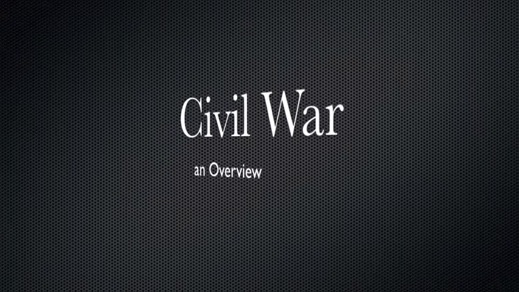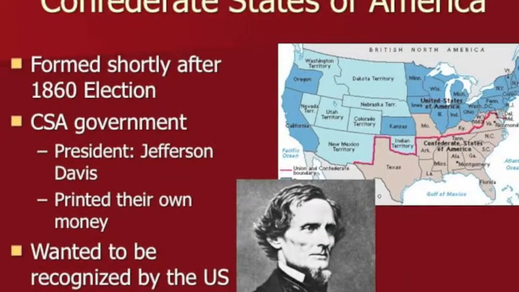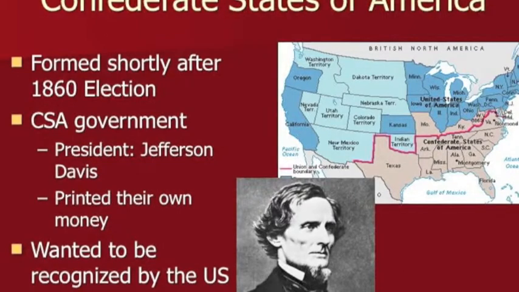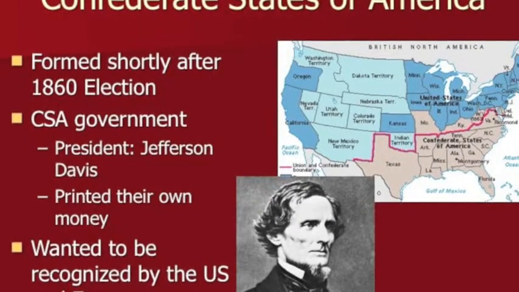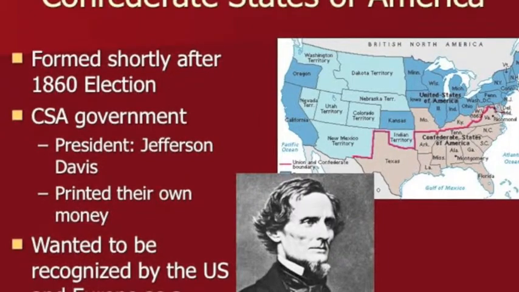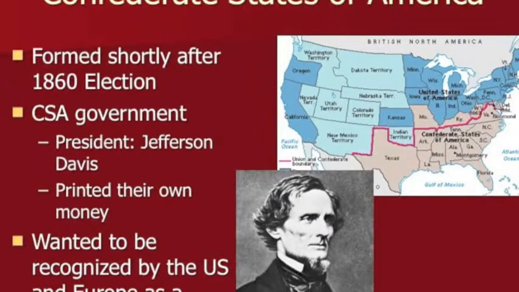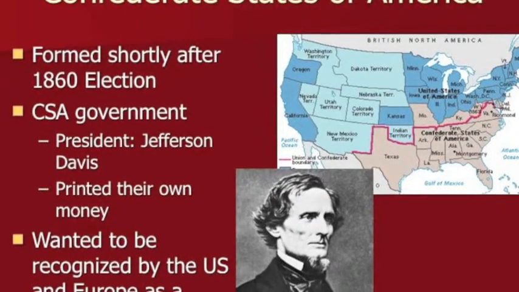This is our next video lecture, an overview of the Civil War. Basically, the Civil War is between the United States and the Confederate States of America. There's certainly a lot to talk about why they're seceding and who they are. They formed shortly before the Civil War. Of course, South Carolina, the Palmetto State, is the first one to secede.